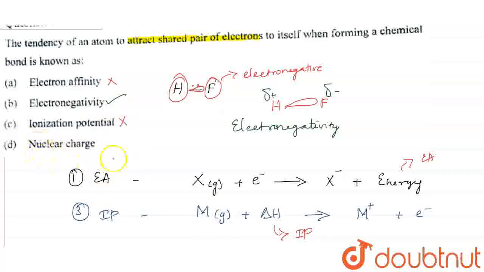And finally we have nuclear charge. From the name itself we can say nuclear charge is nothing but the charge in the nucleus. We know that the nucleus is made up of protons, so the total charge that the nucleus, that is the protons, possess is what is known as nuclear charge. So the correct answer for this question is electronegativity, that is the property to attract the shared pair of electrons towards itself because of the electronegativity difference between the two atoms present in the bond. Okay, thank you.